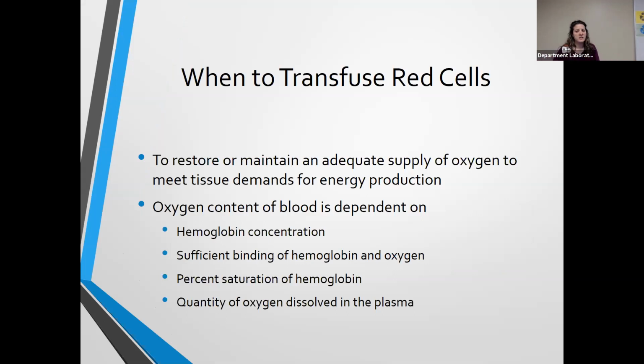The oxygen content of the blood, taking it back to hematology, is dependent upon the hemoglobin concentration, because you remember that the hemoglobin molecule is what binds to the oxygen. And then the percent saturation of hemoglobin, and the quantity of oxygen dissolved in the plasma. So this goes back to your oxygen dissociation curve. You remember we talked about that in hematology as well.